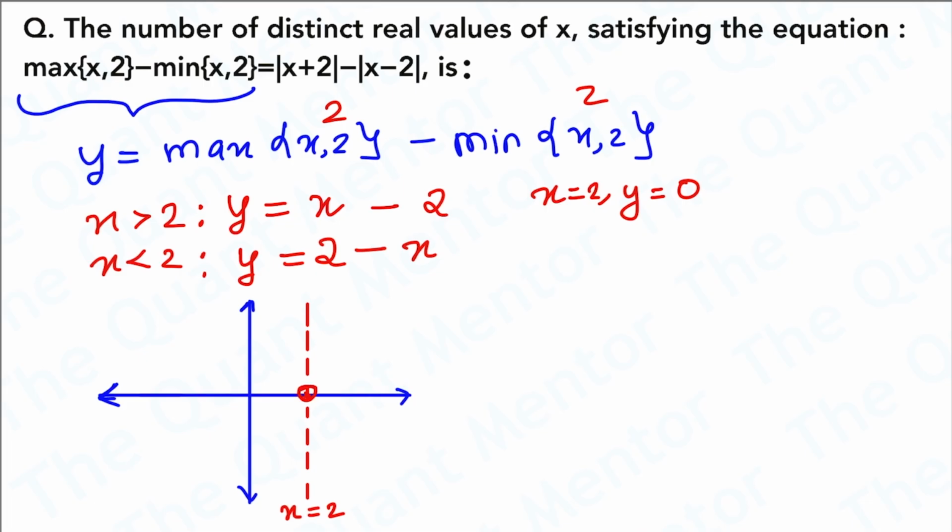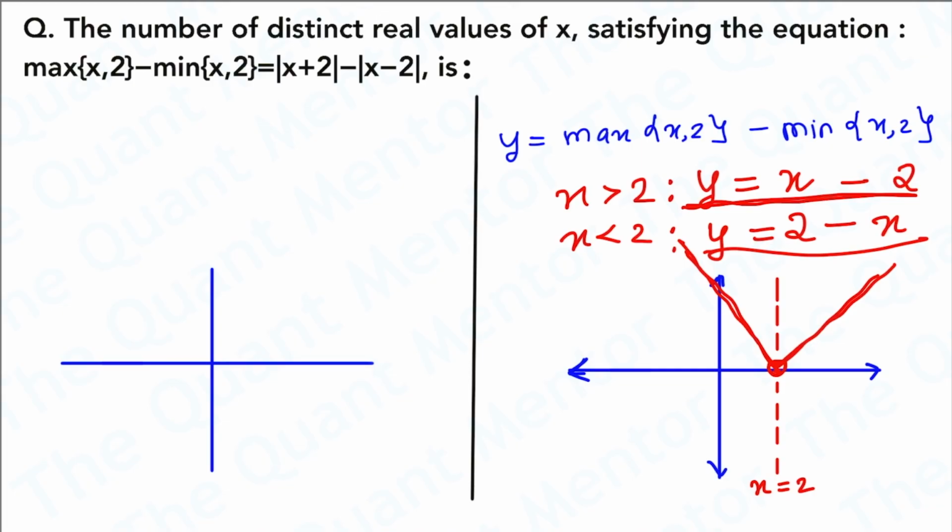Now, beyond x is equal to 2, the graph we are going to refer to is y is equal to x minus 2, right? It is going to be something like this. Similarly, when you take x less than 2, we are taking the region to the left of x equal to 2. So we'll refer to this graph and it will look something like this. Okay, so this is the first graph, that is y is equal to max of x comma 2 minus min of x comma 2. It will look something like this.